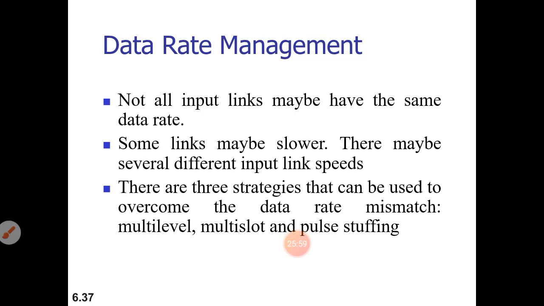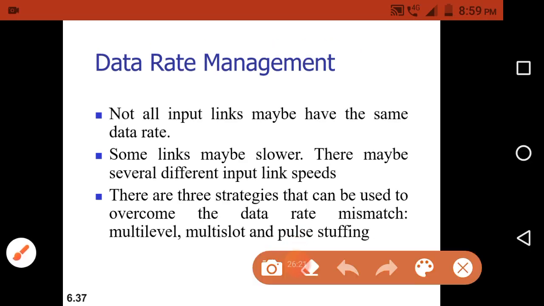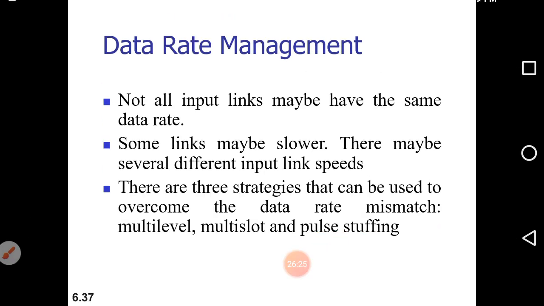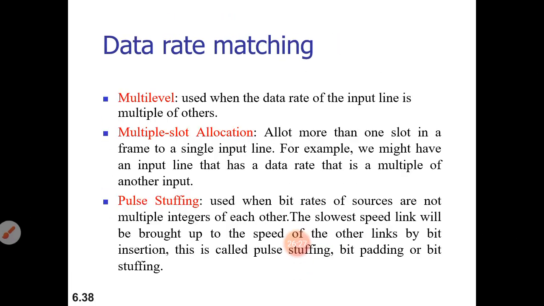Some links may be slower, meaning some devices may send at a lower speed of 1 kbps. There may be several different input link speeds, meaning several devices have different link speeds. So how do we overcome this, or how do we match those data rates? That's why we use three strategies: multi-level, multi-slot, and pulse stuffing. We will discuss those.